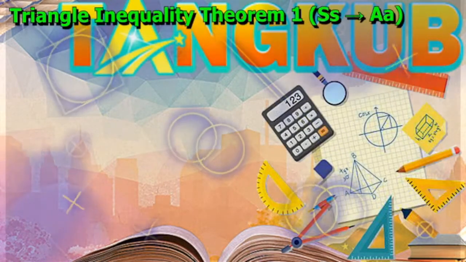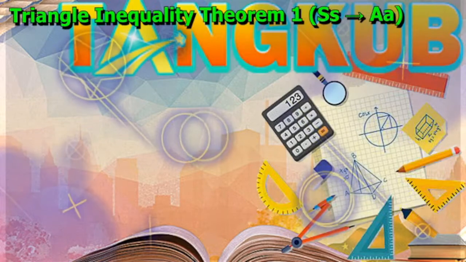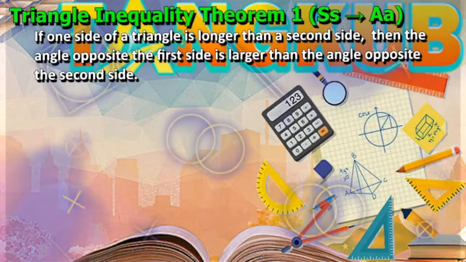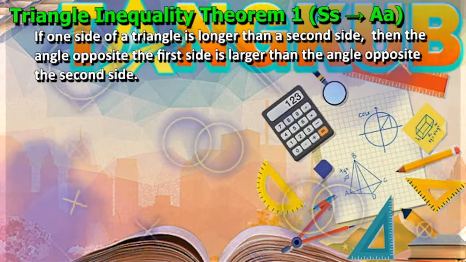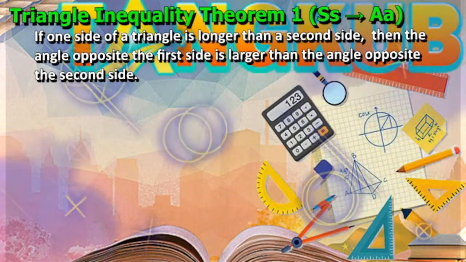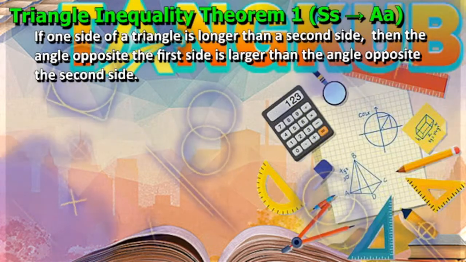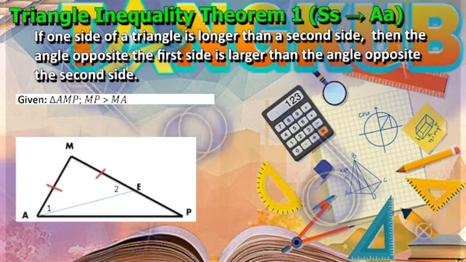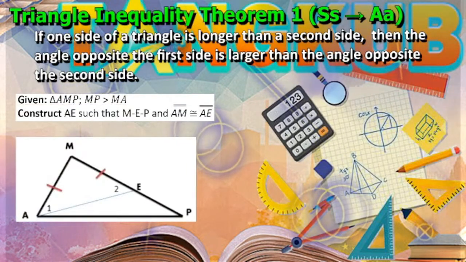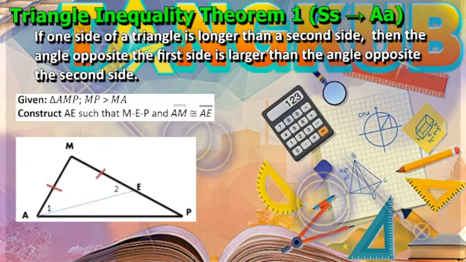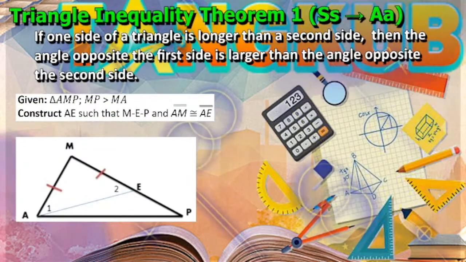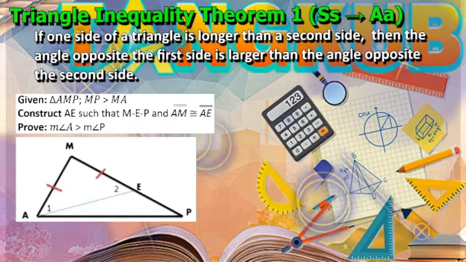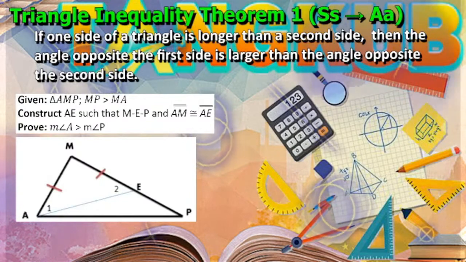Theorem 1 of triangle inequality. It states that if one side of a triangle is longer than a second side, then the angle opposite the first side is larger than the angle opposite the second side. Now to prove this, given triangle AMP, MP is greater than MA. Construct AE such that E is on MP and AM is congruent to AE. Prove that the measure of angle A is greater than the measure of angle P.